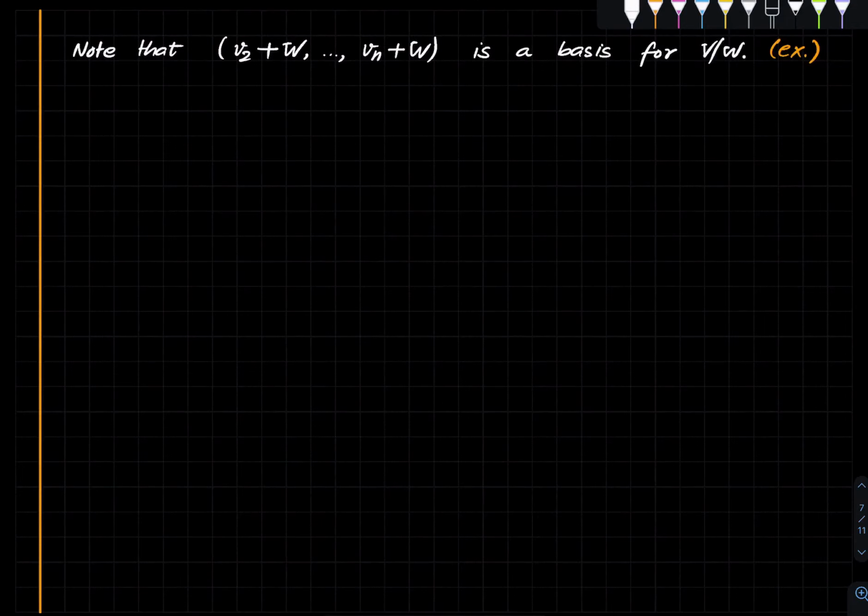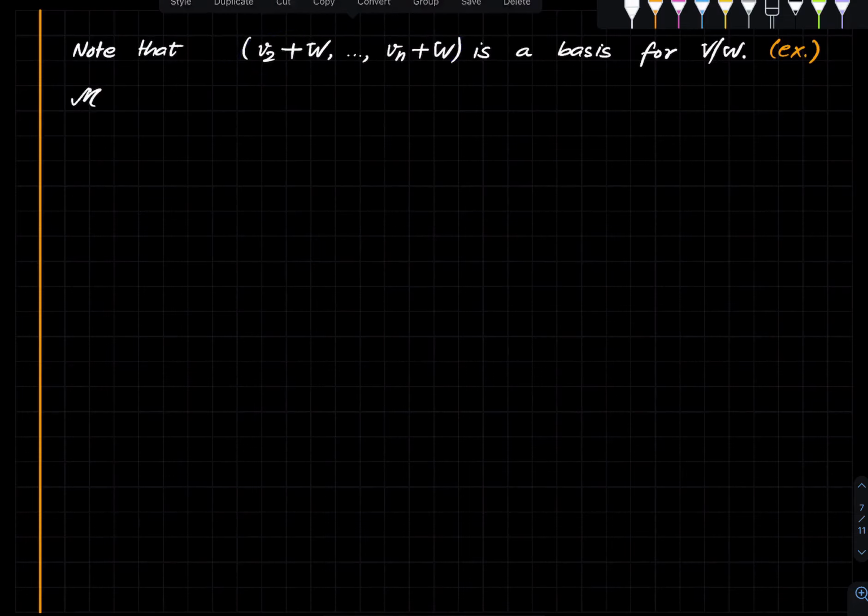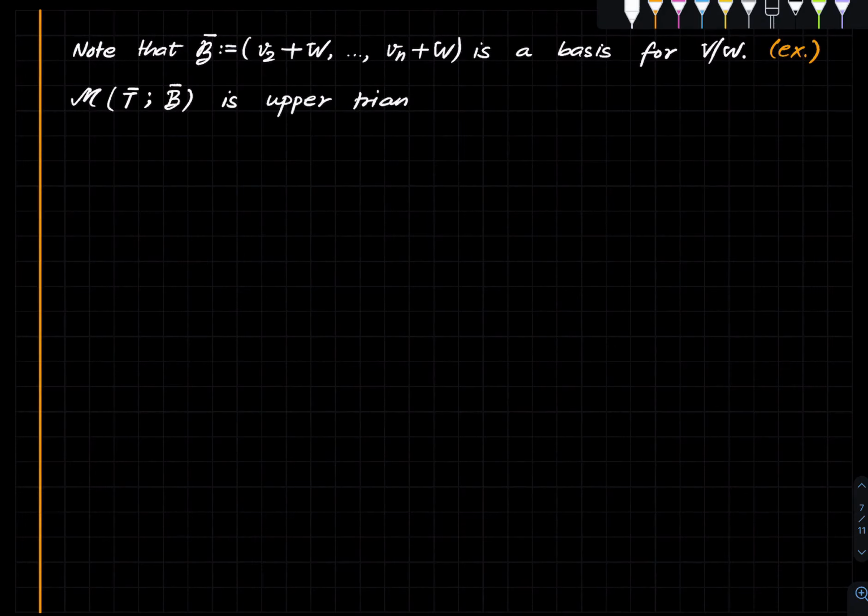And this is upper triangular. So the matrix representation, let's give this a name. This is B bar. So the matrix representation of T bar with respect to B bar is upper triangular. And this is also an exercise. Right, let me just maybe justify it a little bit.